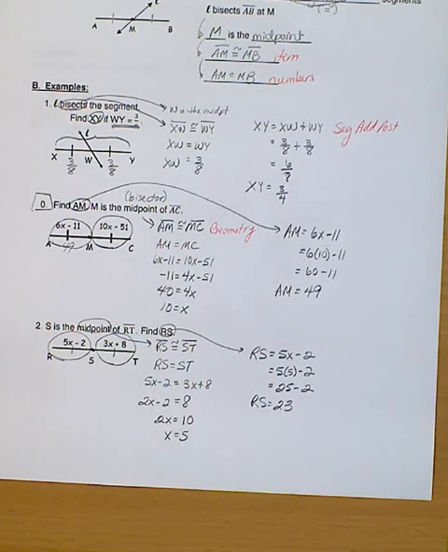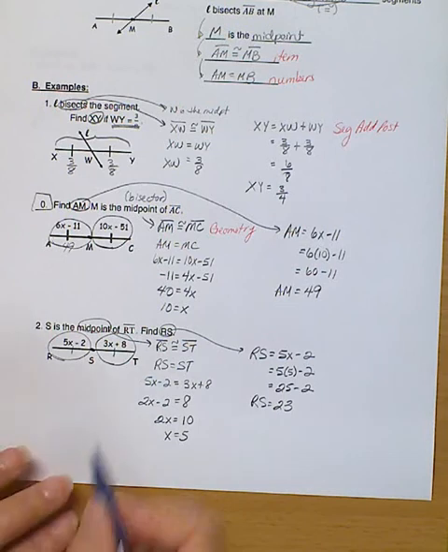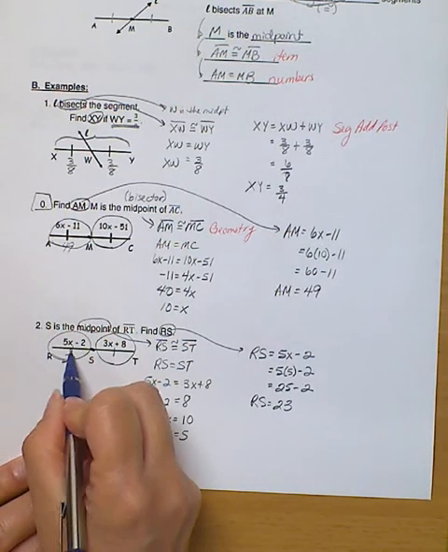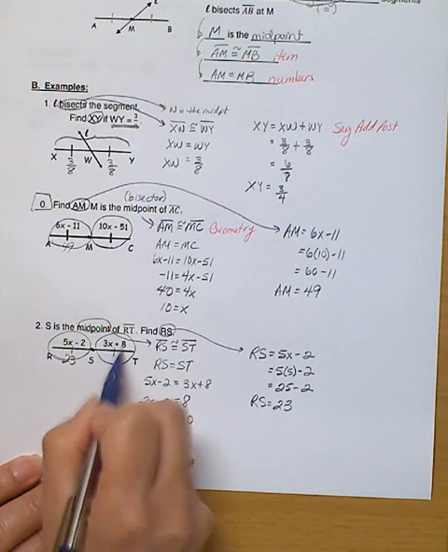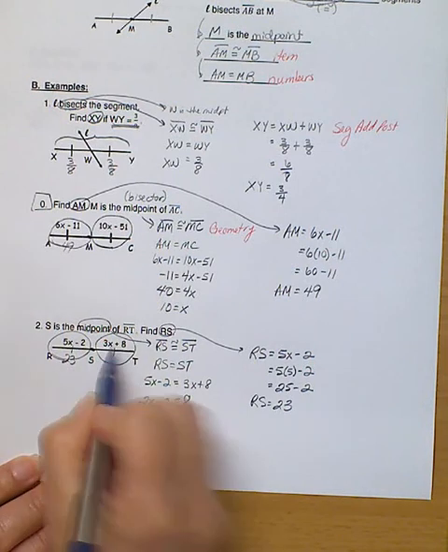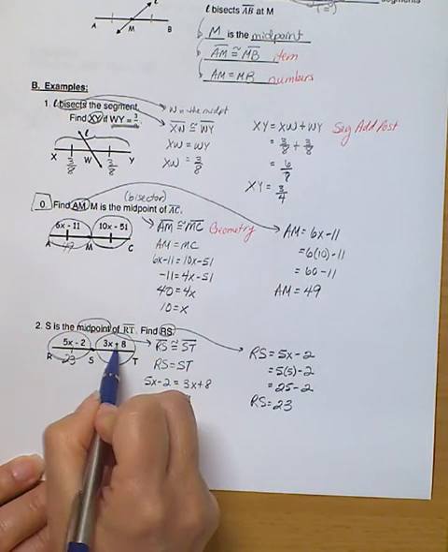Again, you can double check that. If I just figured out this was 23 and they're supposed to be congruent, then this should be 23 as well. So 5 times 3 is 15 plus 8. Yep, 23. It works out.